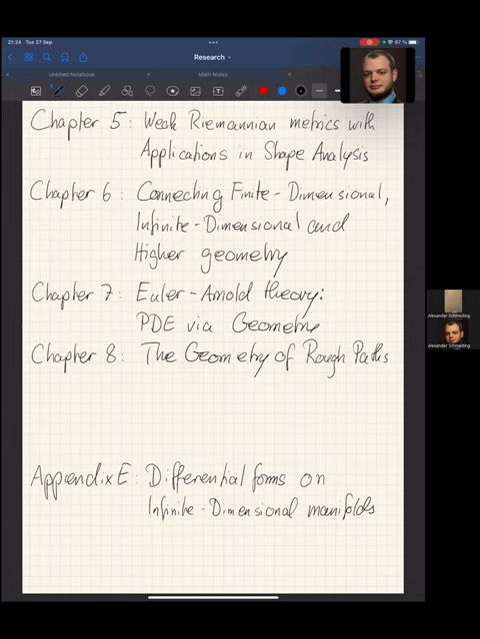Okay, so much about what's going on in the next videos you're going to see. They are basically expanding on the course with new material, which was added later after this course at the University of Bergen was completed. Okay, so without further ado, I think we should start now with chapter 6 on connecting finite dimension, infinite dimension, and higher geometry.